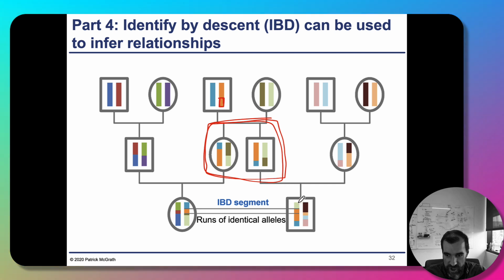And so, again, if you compare two unrelated chromosomes, each one of these SNPs is an independent die roll, where you don't expect having this allele to affect this allele.